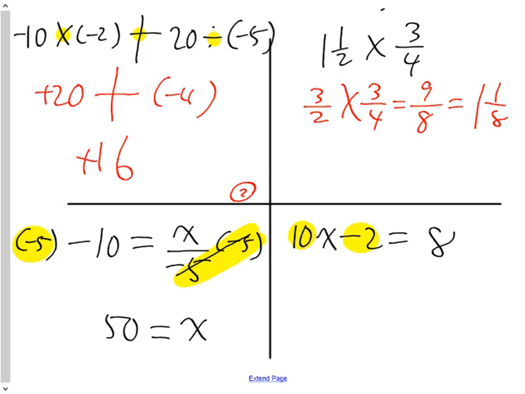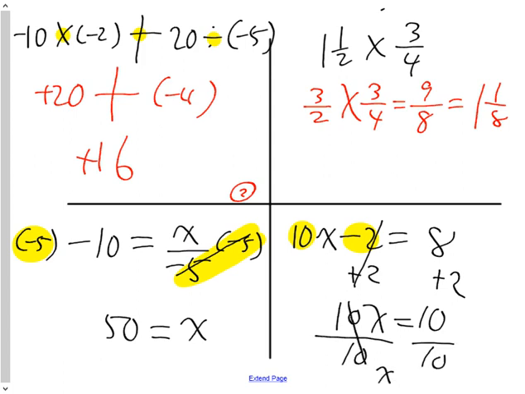So we're going to get rid of the subtracting of 2 by adding 2, which is the opposite operation. I'm left with 10x equals 10. And now I have multiplying by 10. The opposite operation is dividing by 10. And x would equal 1.